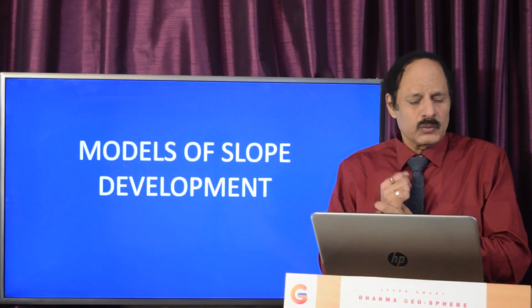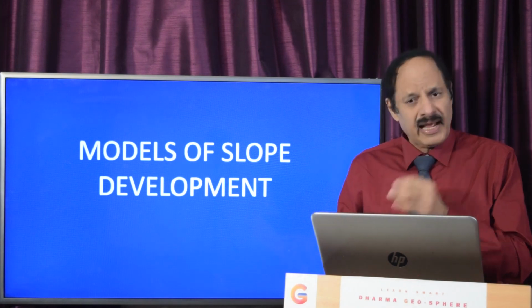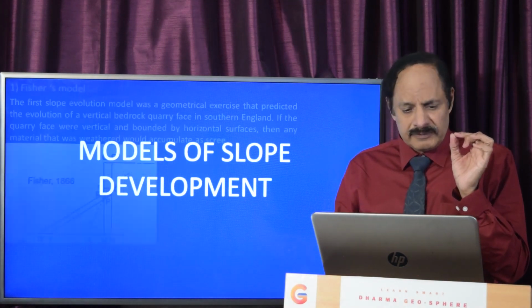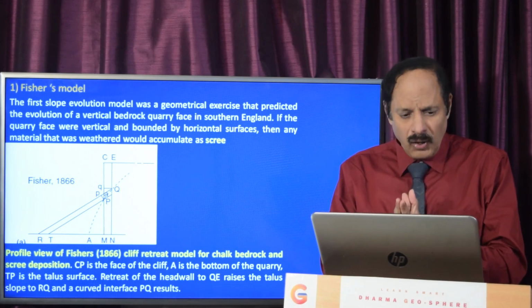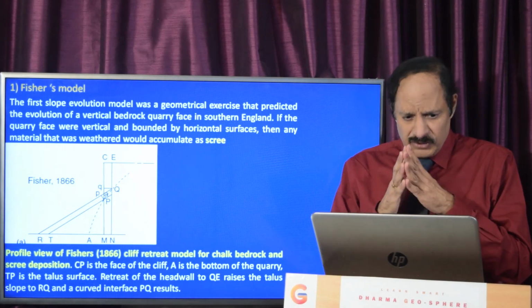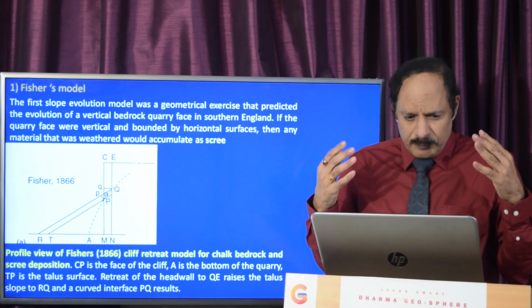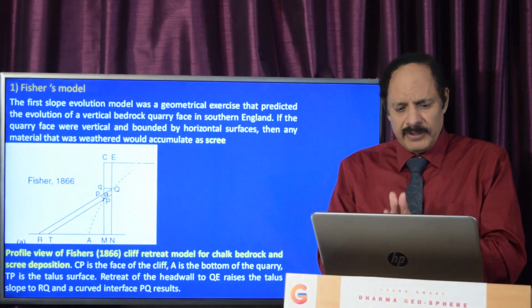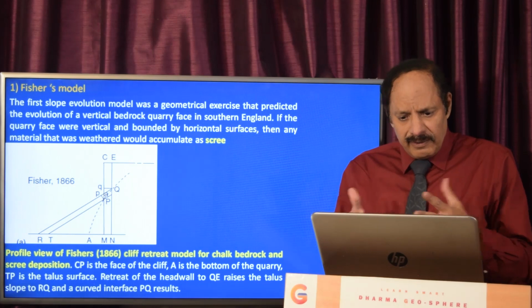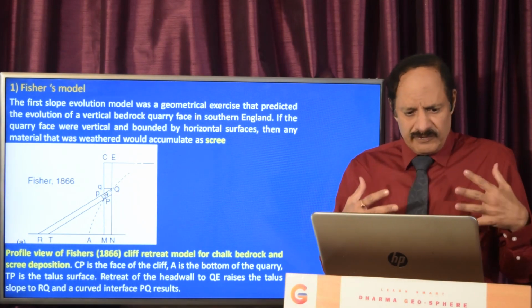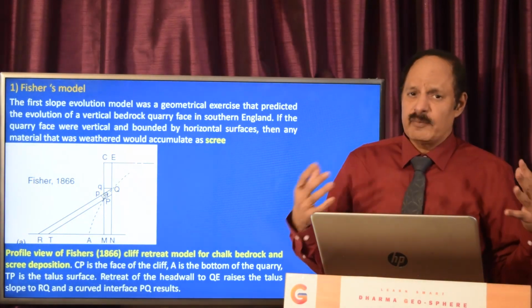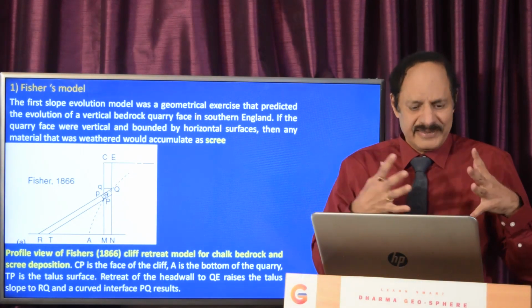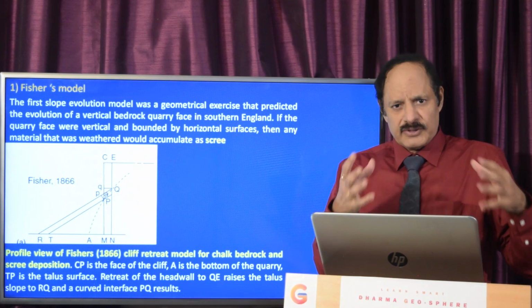Then coming to the models of slope development, I have given you in brief. Now a little detail you can go into. Fisher's model is the most important model because it's the first geometric model that predicted the evolution of a vertical bedrock quarry face in southern England. It showed that the quarry face, which is vertical and bounded by horizontal surfaces, and any material that is weathered would accumulate as scree. Scree is nothing but softer material.